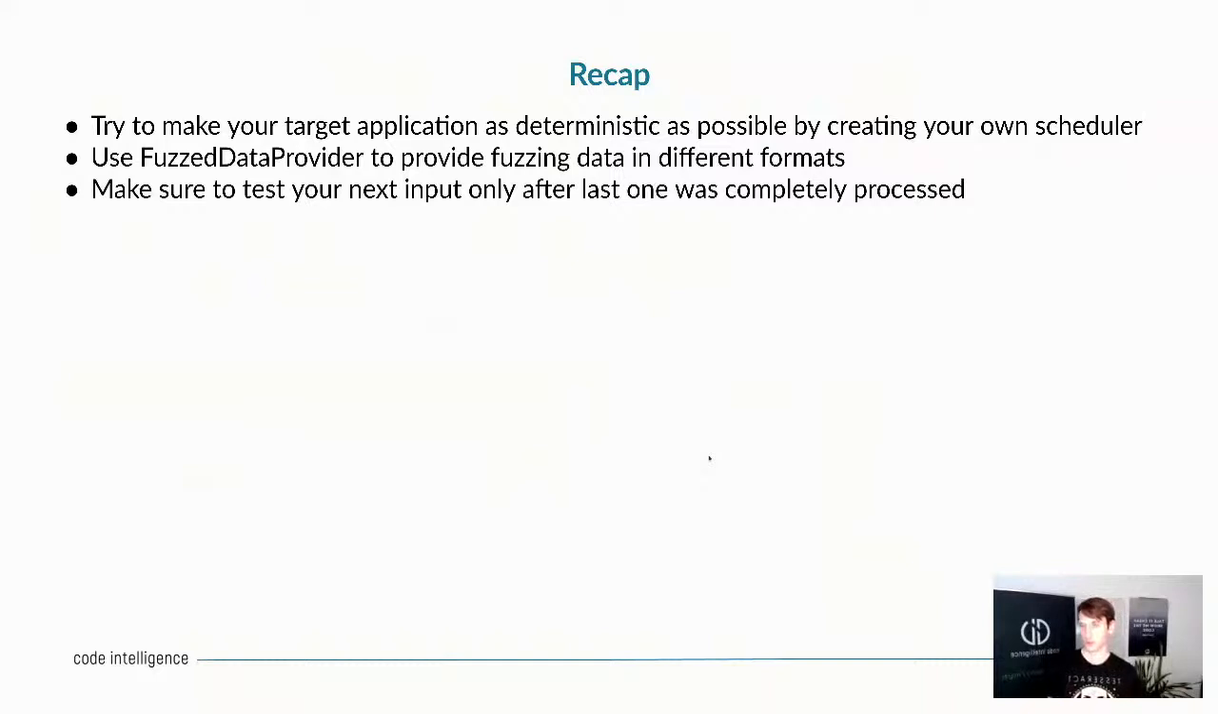Very important when you have to deal with multi-threaded applications, make sure that you only test your next input after the last one was completely processed. Otherwise, your fuzzer will get very confusing feedback and it doesn't really know which inputs to keep, or it actually knows, but it knows it wrong. So it keeps the wrong inputs for the wrong reasons, and then it will not be able to dig deep into your application and achieve a high code coverage.